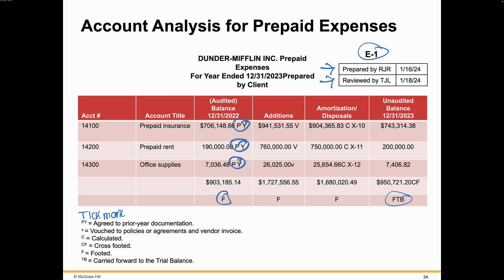So every number should have a tick mark on it that shows what you've done, and here where you're cross-footing it to another work paper. And then you see that we're looking at the audited balance, the additions, the disposals, and what we've done, that we've calculated it and where we've traced that to another work paper, X10, X11, or X12. And then you can look at the tick marks to see all of the substantive procedures that were performed.